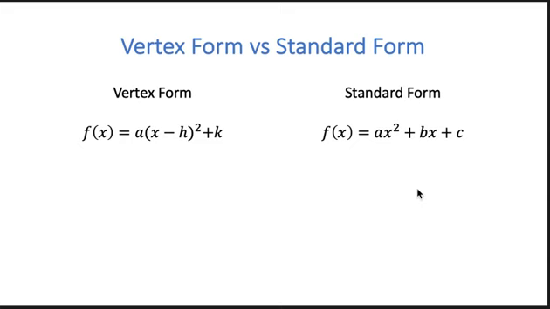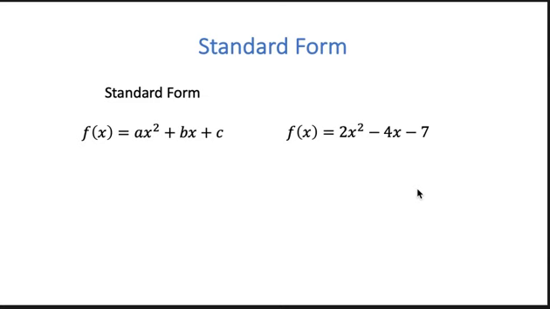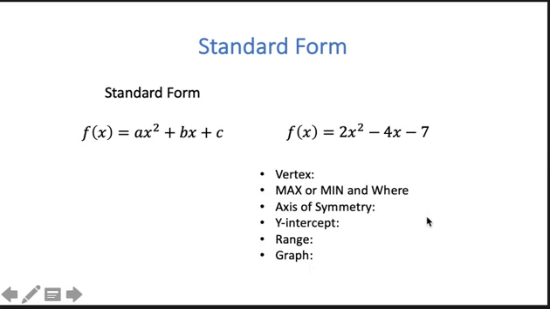So here's an example of a quadratic function that is written in standard form. So f of x is equal to 2x squared minus 4x minus 7. And just like before, we're going to go through and find the vertex, the max, the min, where it is, the axis of symmetry, the y-intercept, the range, and the graph. There are a few questions I'm going to point out that you can answer right away from this.